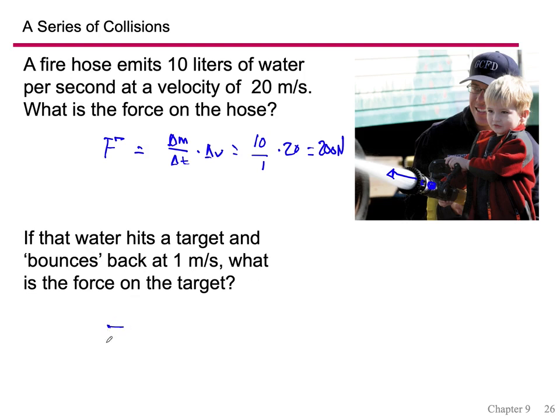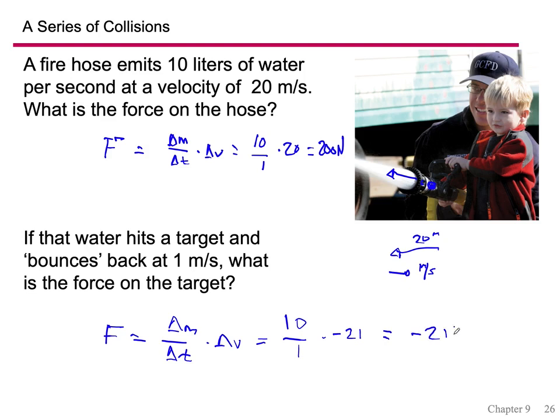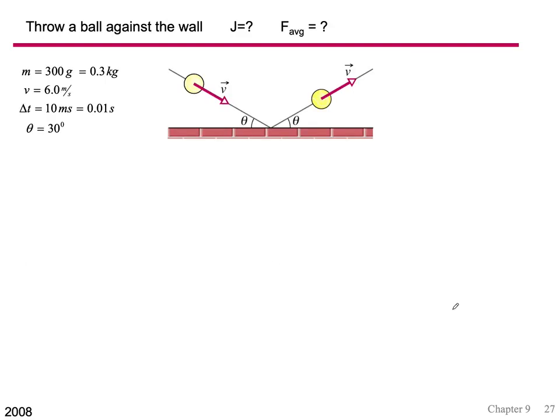What's the force? Same kind of calculation here. The same rate of water, delta m over delta t, is the same, 10 liters of water per 1 second. The change of velocity: it ends up going 20 meters per second this way, but then bounces back at 1 meter per second. The change in velocity is negative 21. And so we end up with a larger force acting on the object, 210 newtons acting there. Sorry for my bad drawing.